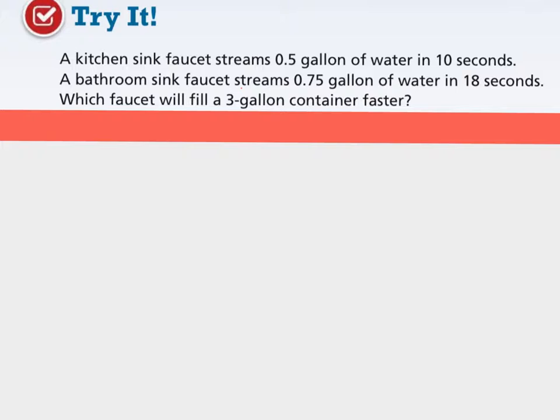So one option you could do to figure out how fast it's streaming the water, we could get a unit rate. So the kitchen sink is 5/10 of a gallon in 10 seconds. So if you do this, gallons divided by seconds, that'll give you gallons per second. Basically here we're just dividing by 10s, just going to move our decimal over one spot.